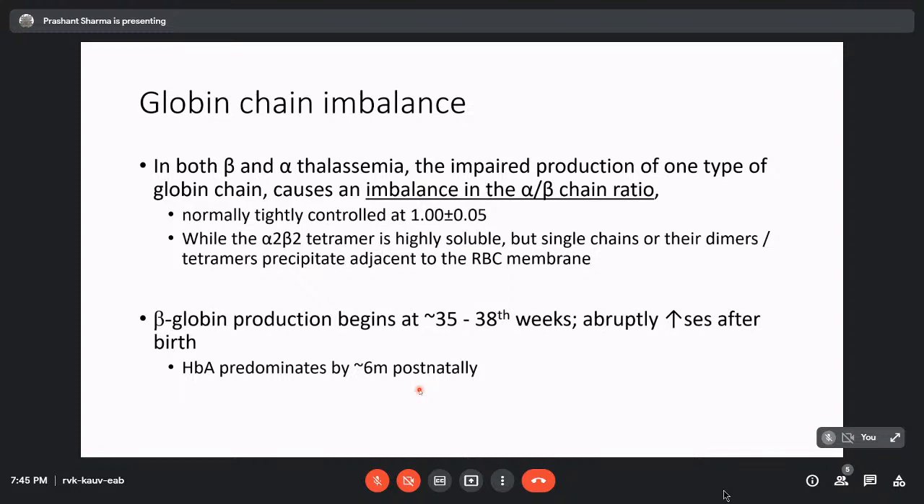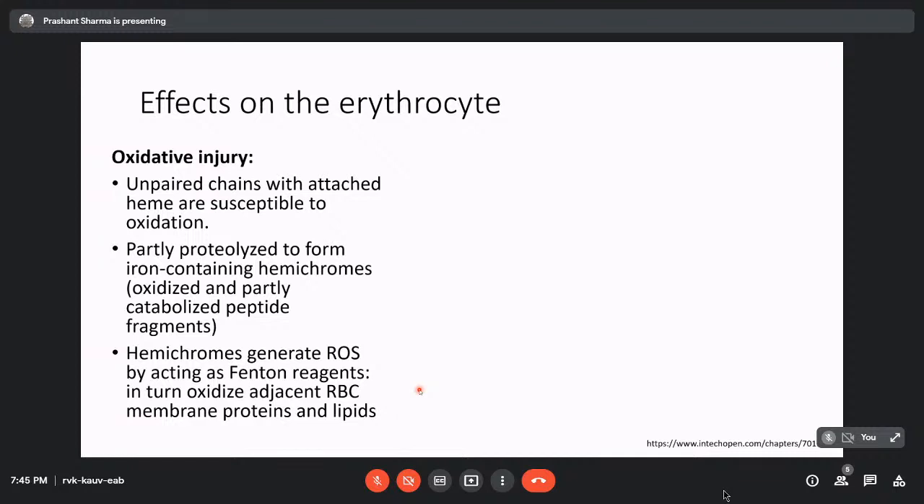So what are the effects on the erythrocyte? The major effect of the unpaired chains on the erythrocytes is oxidative injury. That's because the unpaired chains, which have an attached heme, are susceptible to oxidation. These oxidized alpha chains in beta thalassemia are partly proteolyzed to form iron-containing hemichrome pigments, which are basically peptide fragments that are highly reactive.